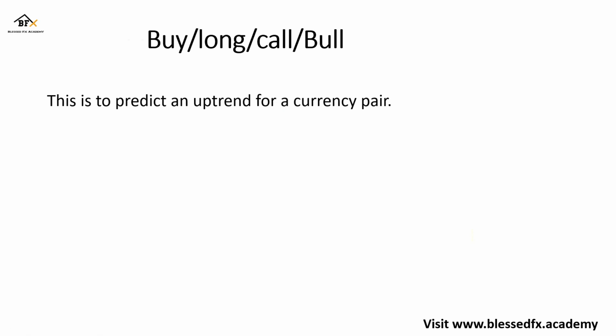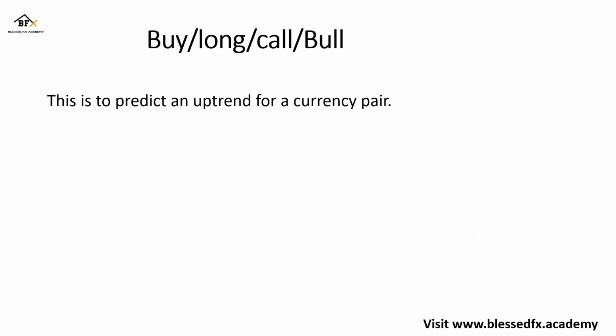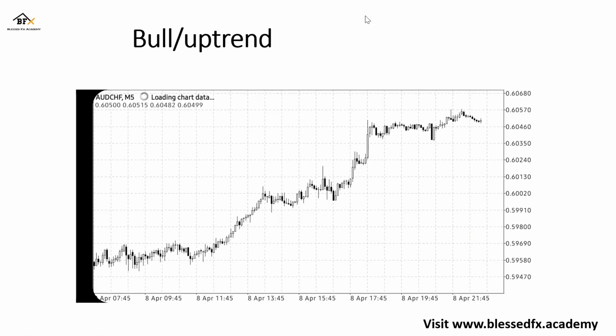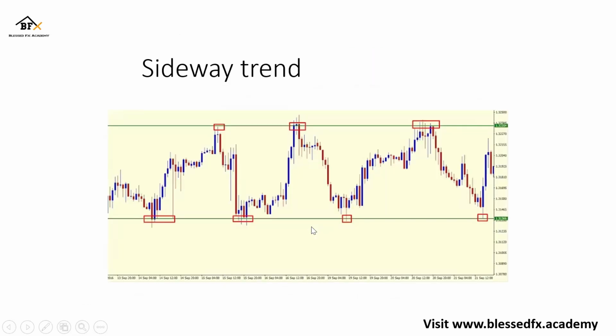If the person says go long, it means you should place a buy. Go short means you should place a sell, right? So call and put are quite uncommon, but I just need you to understand them as part of the Forex trend, Forex terms. So this is what I meant by an uptrend. You can see the market going up. This is a downtrend, bear or downtrend, the market coming down. This is a sideways trend. Market moving from side to side and stuff like that.